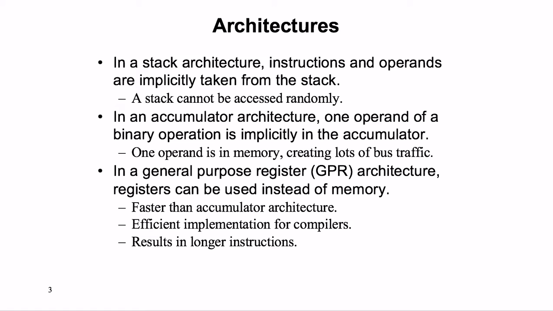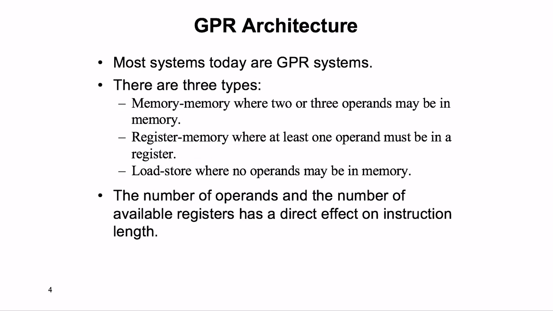The third option in our design is the general purpose register, GPR, architecture. The registers can be used instead of memory. This allows us to perform very fast compared with the accumulator architecture, and it's an efficient implementation for compilers as well. The result is a longer instruction.